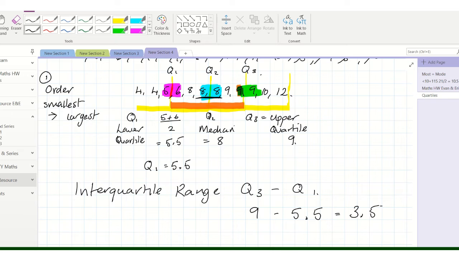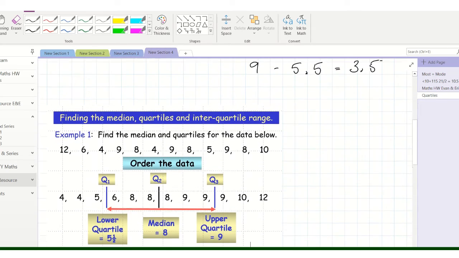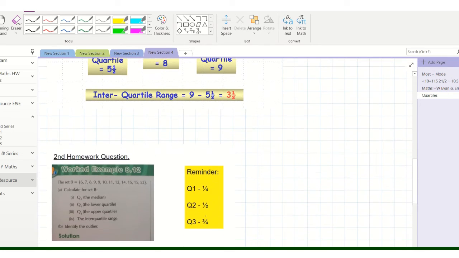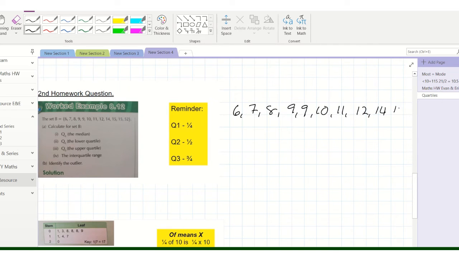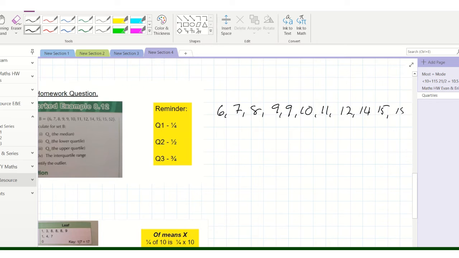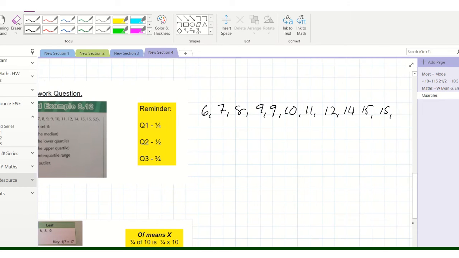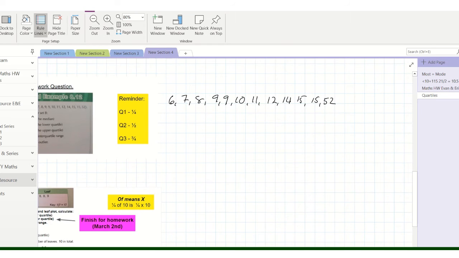I'm going to continue down here, and I'll share these notes with you. This is basically what we've just done above. Now we're going to take a quick look at the homework questions. We have a set of data, and first of all we have to order it. We start with our smallest number. Has that been ordered for us? It actually has, so we can just write it: 6, 7, 8, 9, 9, 10, 11, 12, 14, 15, 15, and 52. I'll zoom out a little bit. It should all still be visible on the same page.